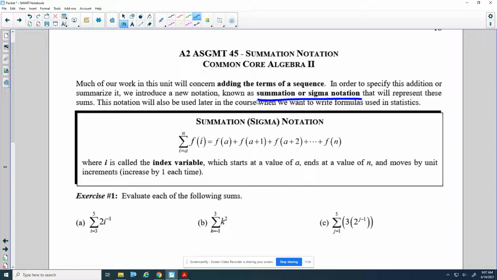This notation will be used later in the course, and actually not this year, because we're kind of skipping that part of the course, but it's used in statistics in a lot of different ways. So this looks like a super complicated definition.